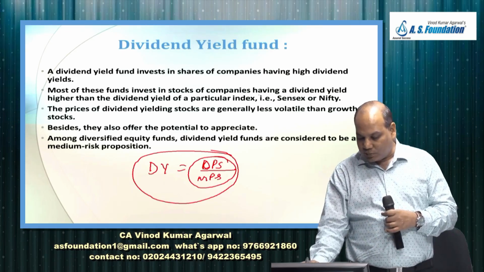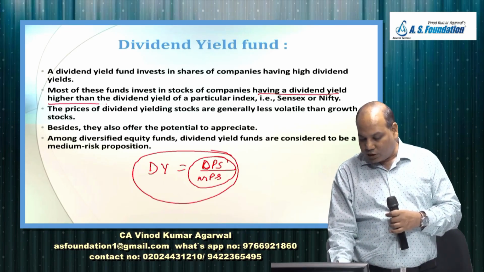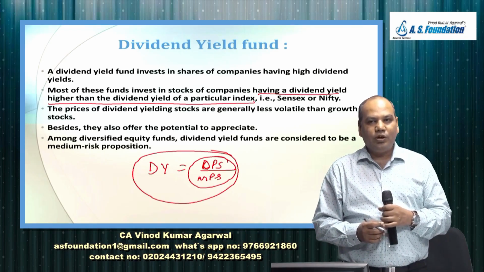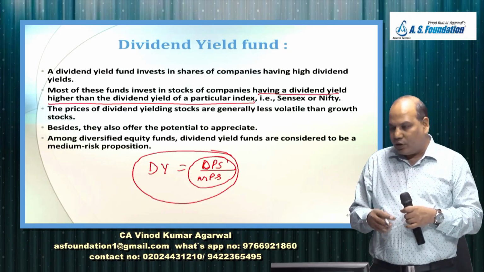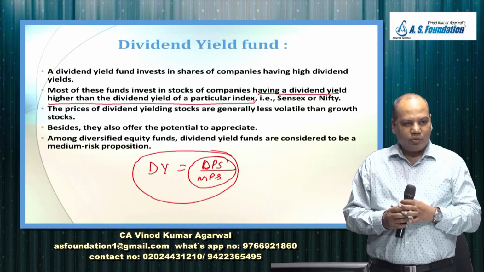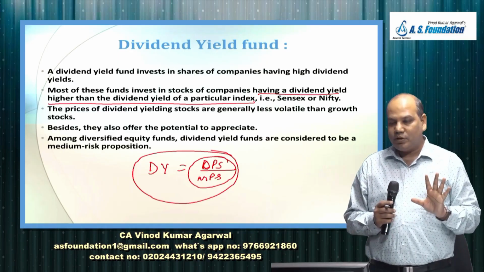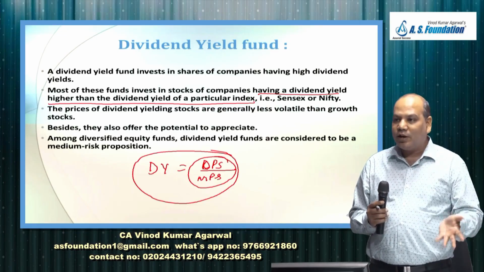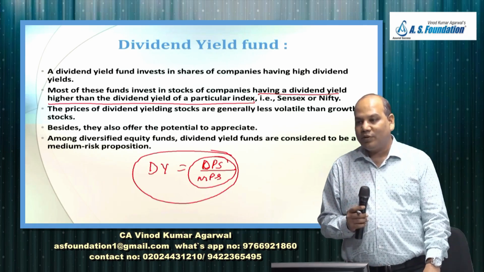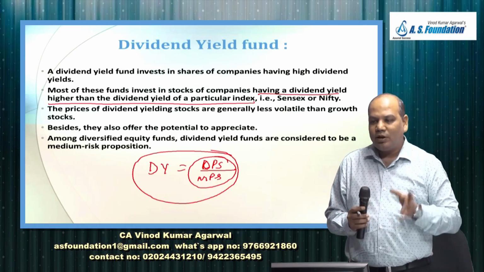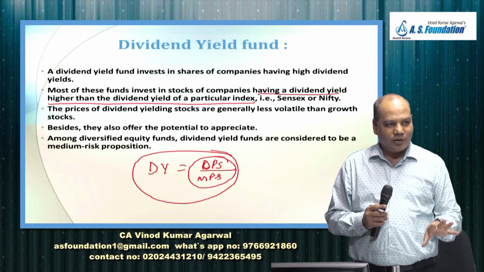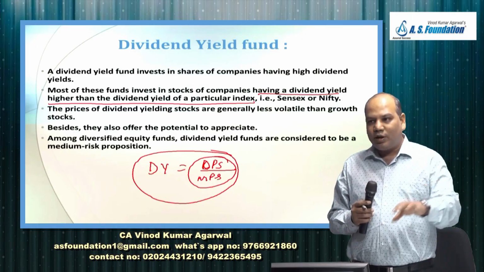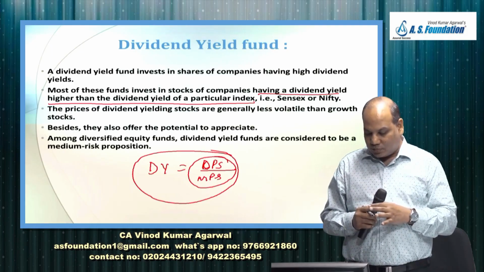Most of these funds invest in stocks of companies having a dividend yield higher than the dividend yield of a particular index like Sensex or Nifty. So in a year we will see what is the average dividend yield of Sensex companies, what is the average dividend yield of Nifty companies, and we will invest in those companies which give us a dividend yield higher than Sensex or Nifty companies. So take the 30 companies of Sensex, calculate their average dividend yield, say 10%. Then identify in the market which companies have given you more than 10% dividend yield. Better invest in those companies.